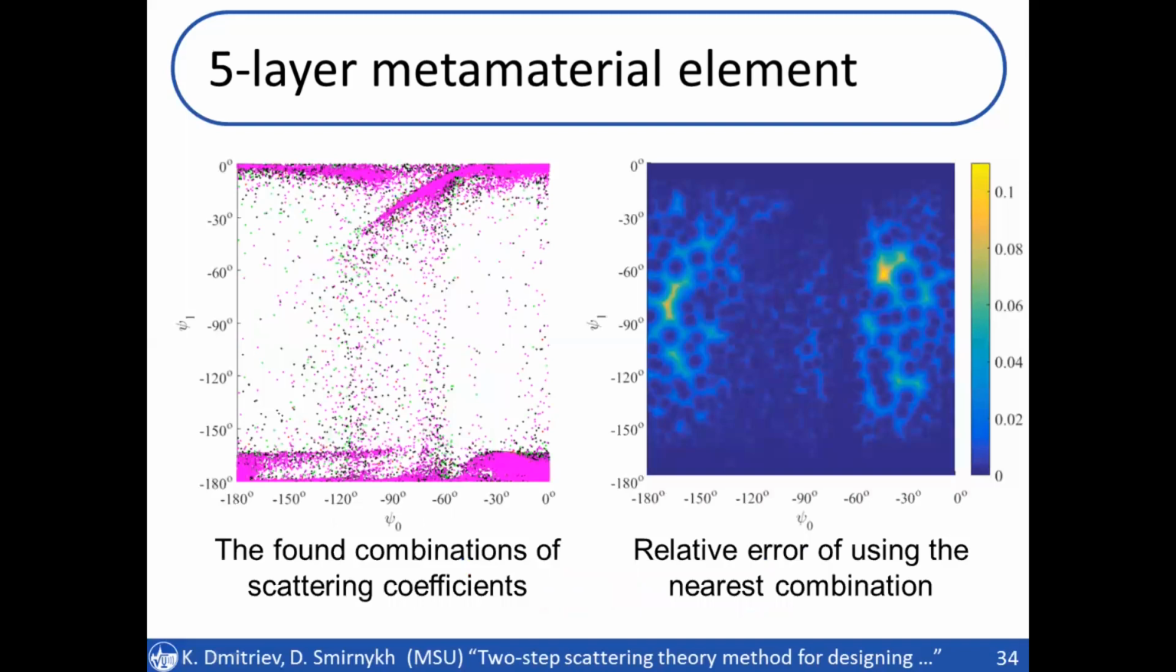So to do it, we used a more complex model with 5 layers. We varied the materials and layer thicknesses, and finally we got such plots. On the left, you can see all the points we could reach, and on the right, there's a relative error for using this result. The error is not very big, and it can be further reduced if we apply gradient adjustments to radii.